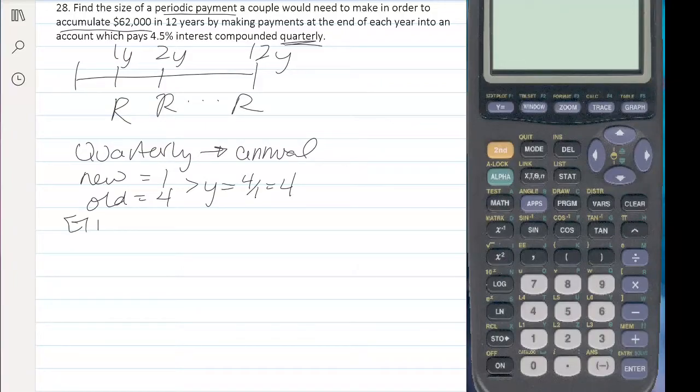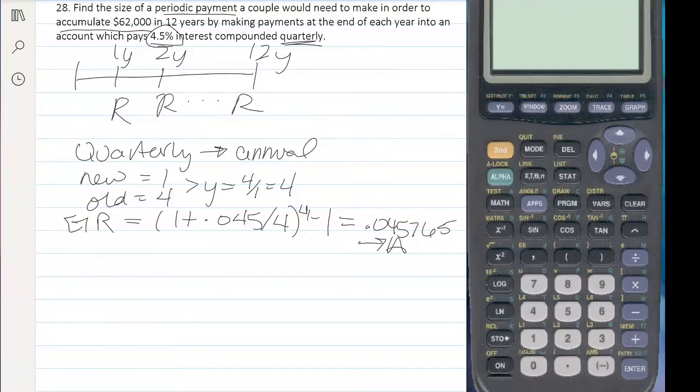So our effective interest rate is going to be 1 plus 0.045, because that was r from up here, over 4, to the 4, minus 1. And when you do that, you should get 0.045765. Again, we're going to store that as our A.